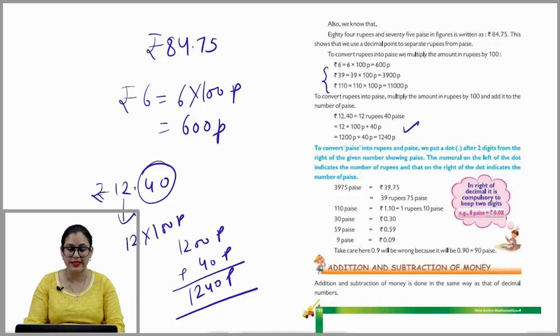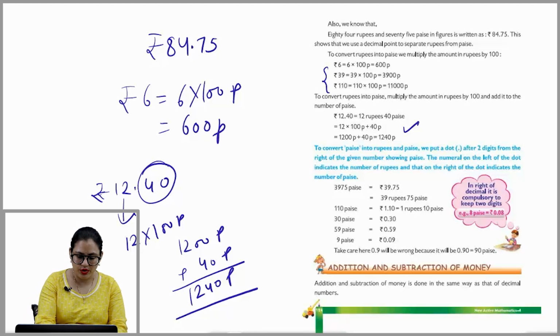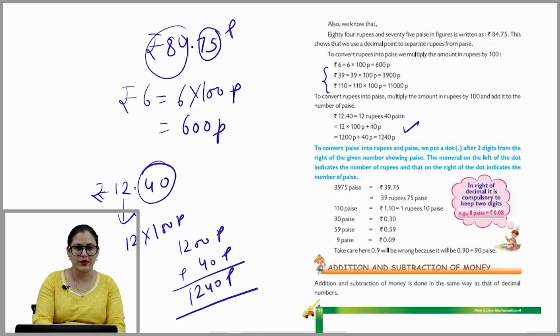To convert paise into rupees and paise, we put a dot after 2 digits from the right of the given number showing paise. The numeral on the left of the dot indicates the number of rupees, and on the right of the dot indicates the number of paise. Okay, see, right of the dot is paise and left of the dot is rupees. So 3975 paise, we'll just put a dot. So this is 39 rupees and 75 paise.